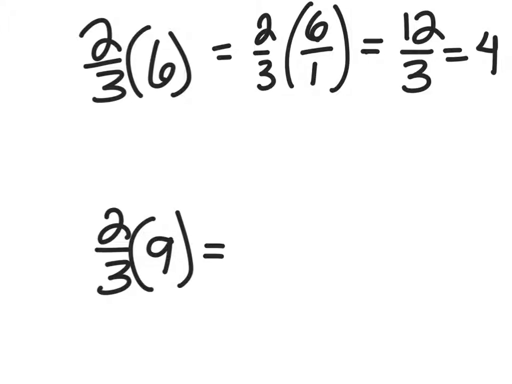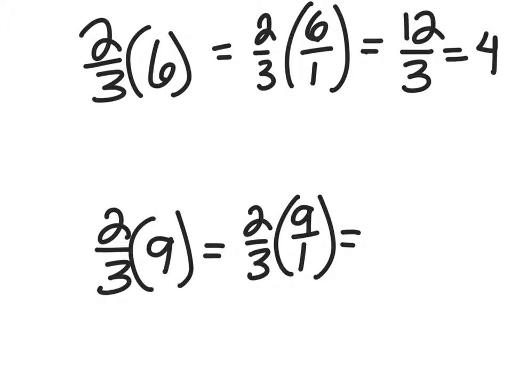Let's do the same thing with 9. When we multiply our numerators, we get 18. When we multiply our denominators, we get 3. 18 over 3 is 6. So 2/3 of 9 is 6. Let's take those numbers back to our map.